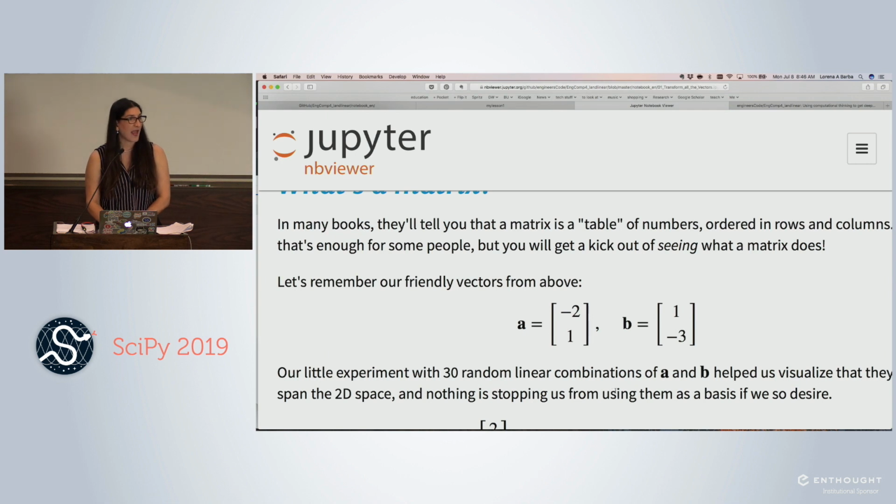These are the vectors A and B. If I multiply the matrix by the vector I, I get A. If I multiply the matrix by the vector J, I get B.